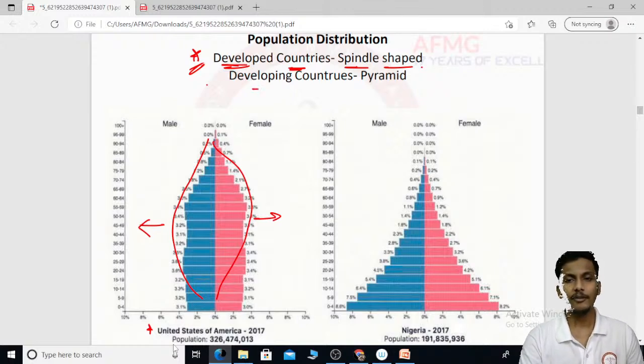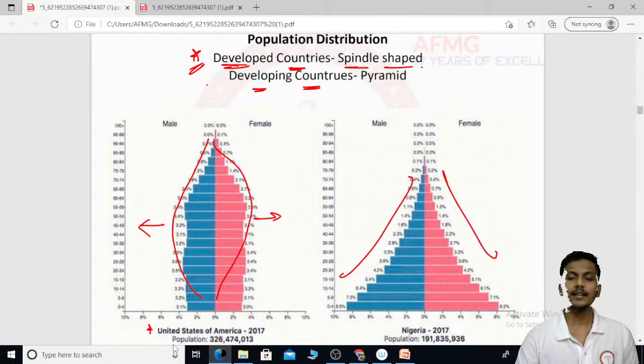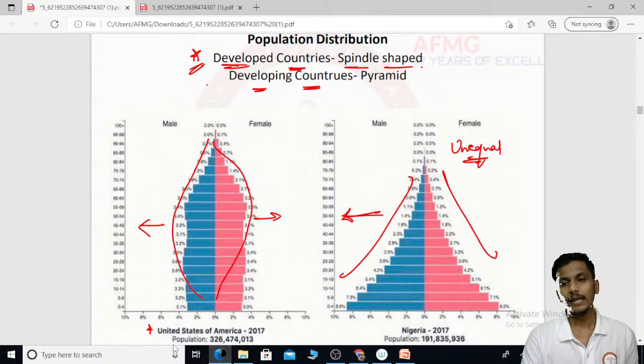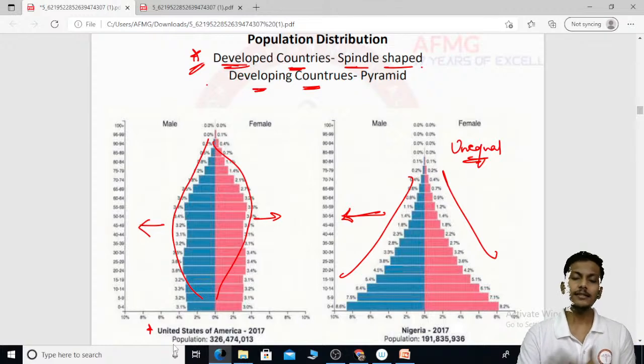Whereas in cases of developing countries like India, we usually have a pyramidal shaped graph. What kind of graph is it? Pyramidal shaped graph is seen usually in cases of developing countries. Okay, so what does that suggest? So please remember, it is an unequal graph. This is an unequal graph. Usually the male ratio would be more as compared to the females. So the sex ratio is more inclined towards the male side due to female feticides or infanticides.